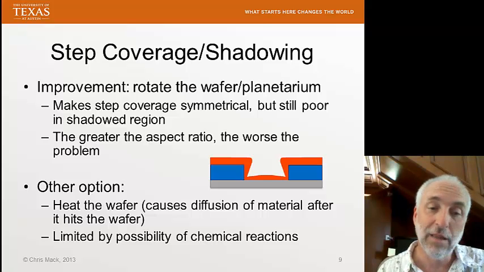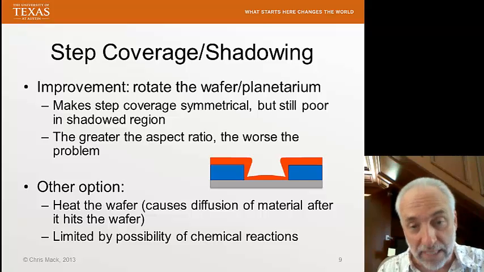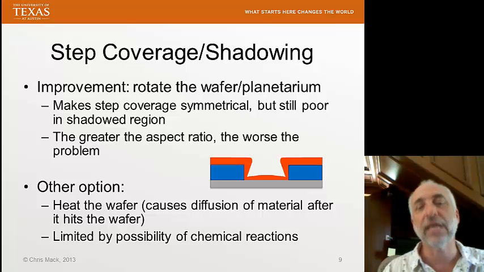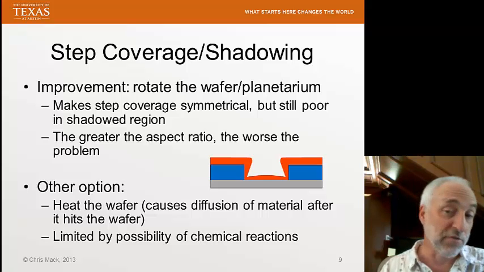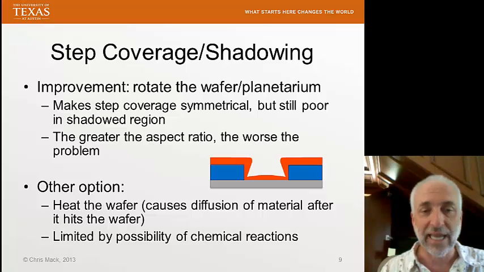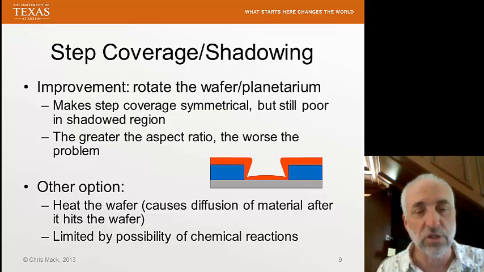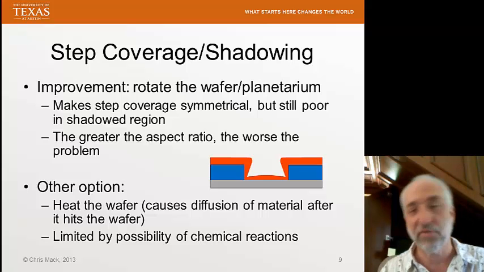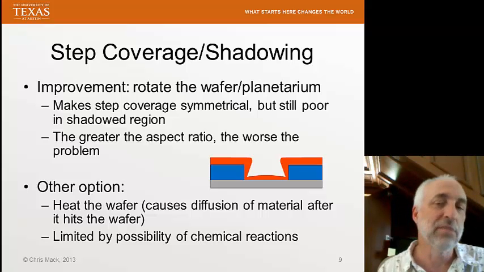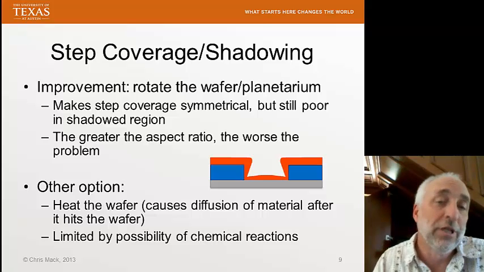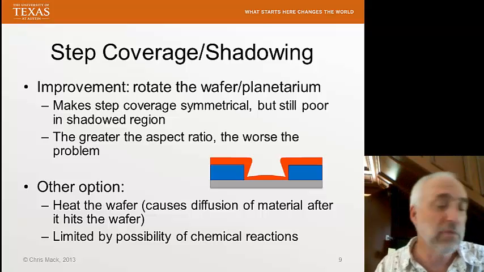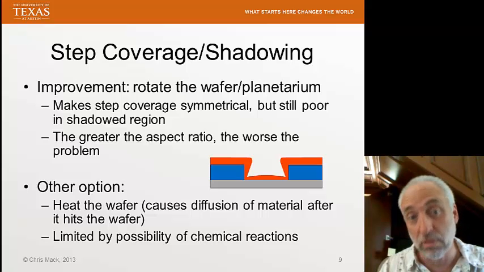Now, heating the wafer can cause movement of the material after it hits the wafer. That is, it reduces the sticking coefficient so that the material starts to move around, diffuses around. With a heated and rotated wafer, I can improve the step coverage and reduce the shadowing. I can't make it perfect. The material won't move far enough to get perfect step coverage. It's also limited by the possibility of chemical reactions. If you heat it up too much, things start reacting and all kinds of nastiness that you don't want to occur might occur.